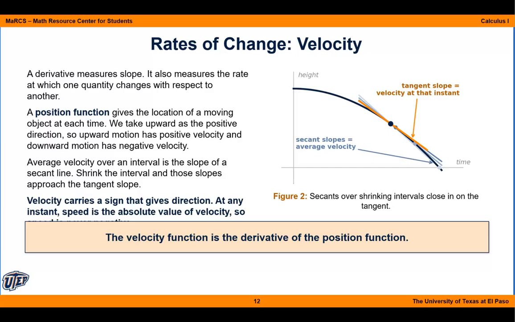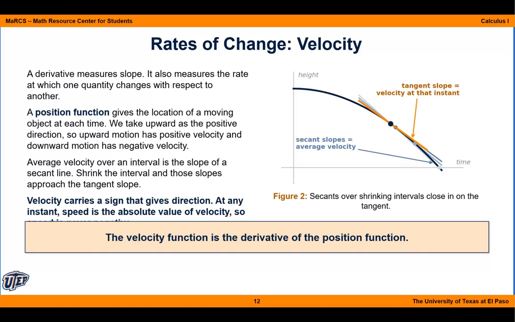We now shift from finding derivative formulas to interpreting what a derivative means. A derivative measures the rate at which one quantity changes with respect to another. If s of t gives the position of an object at time t, then v of t equals s prime of t. This gives us its instantaneous velocity. Average velocity over an interval is (s of b minus s of a) divided by (b minus a). Geometrically, this is the slope of a secant line between 2 points on the position graph. As the time interval shrinks, the secant slopes approach the tangent slope. The tangent slope is the velocity at one instant.